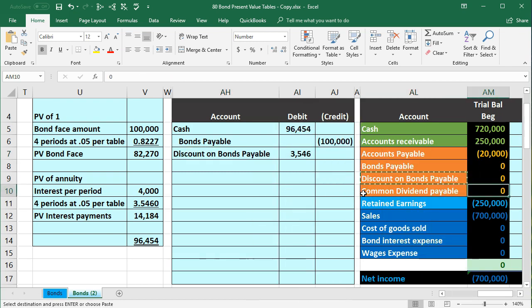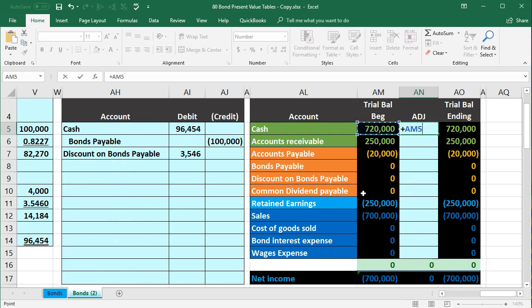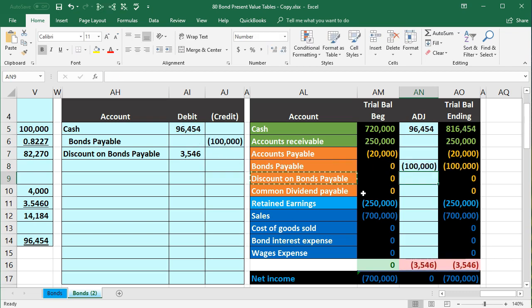So here's our journal entry. If we post that out then, cash, of course, is going up. Bonds are going up. And then we have this discount. So we got cash here, we got the bonds going up, and the bonds minus the discount is the carrying amount of the bonds.